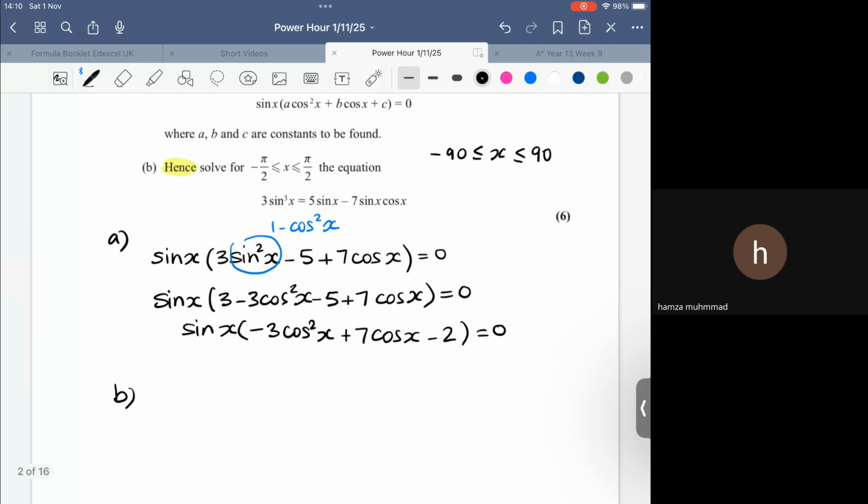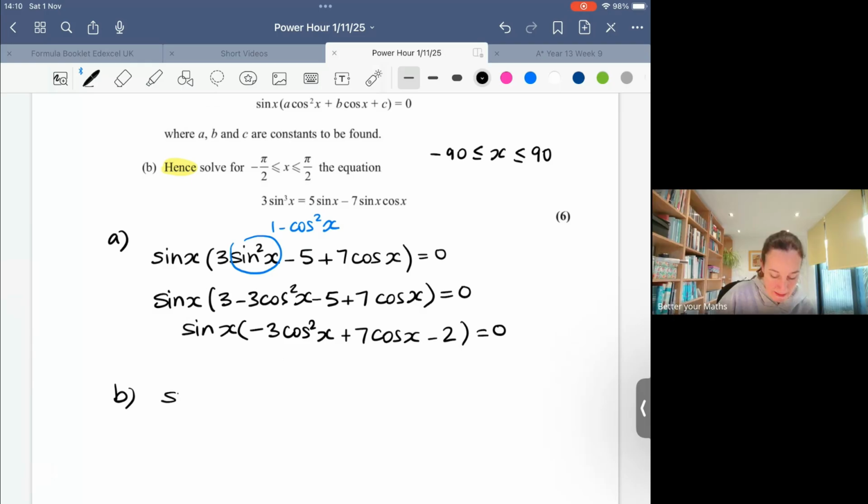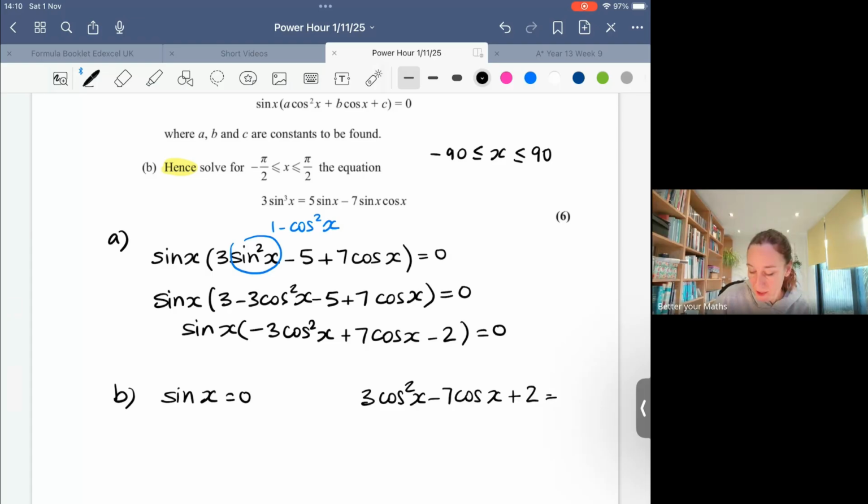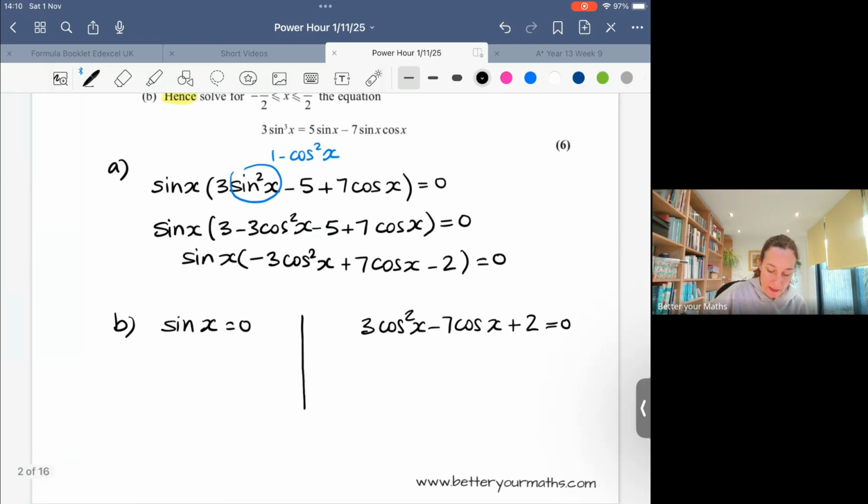Would you do sine x equals 0? Yeah. I guess the brackets, you would just equal that to 0, but factorize. So you let cos x equal y, and then just factorize it like a quadratic. Absolutely. So I have two factors, they must be equal to 0. So I have sine x equals 0, and then I have the other factor equal to 0, and it's a quadratic. So I'm going to factorize it like a quadratic.